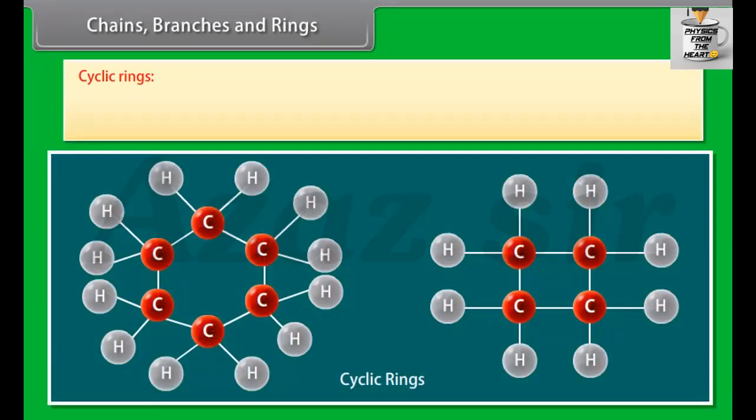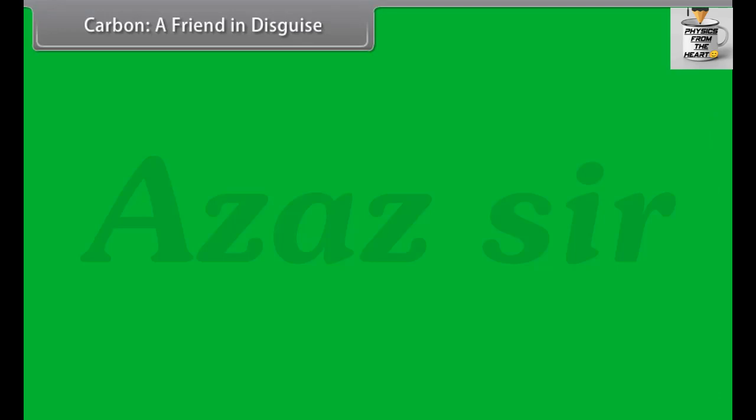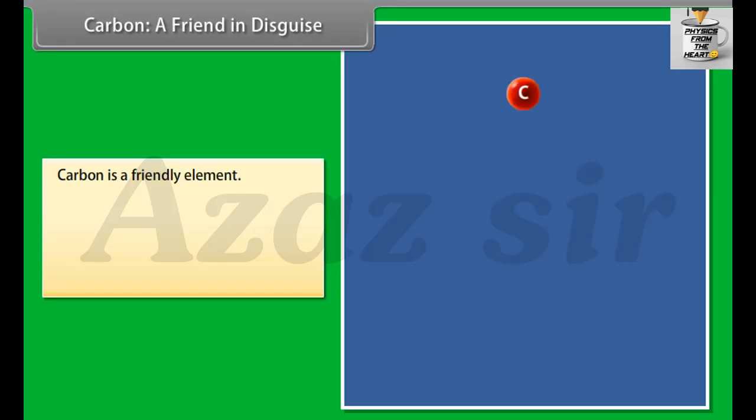Cyclic rings. Carbon rings are rings of carbon atoms. The number of atoms to form a ring is 5 and 6 carbons. Rings of 3 and 4 are possible, however, they have a larger ring strain and are unstable. Carbon, a friend in disguise. Carbon is a friendly element.